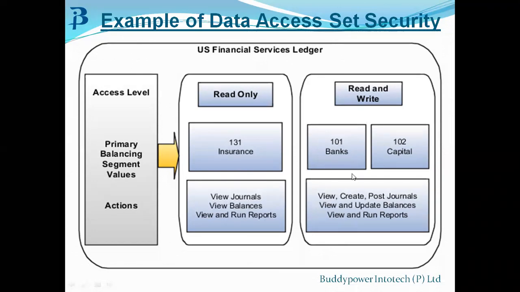Whereas read and write access has been assigned to the primary balancing segment values 101 and 102, which are your banks and capital legal entities. For this data access set, the user can view the journals, the balances and reports for this legal entity, and the user can also create or update balances. So you can see the difference here. You can define your data access set to either read only or read and write. So this is basically what a data access set means.